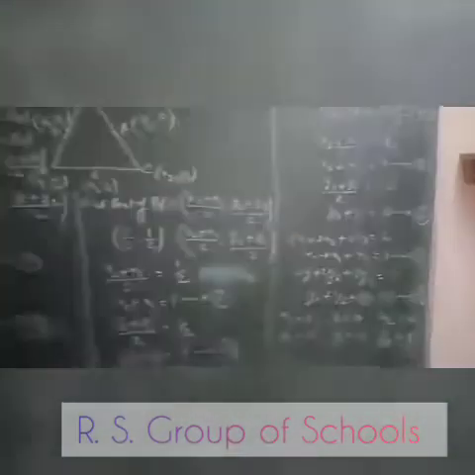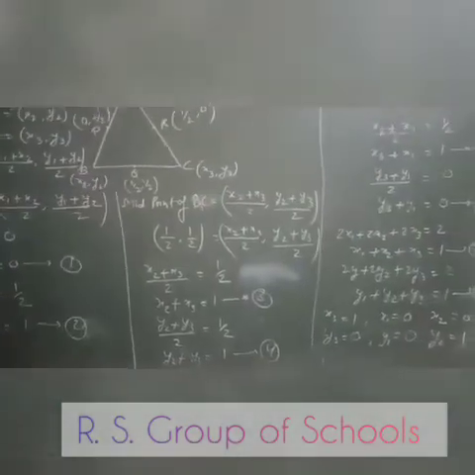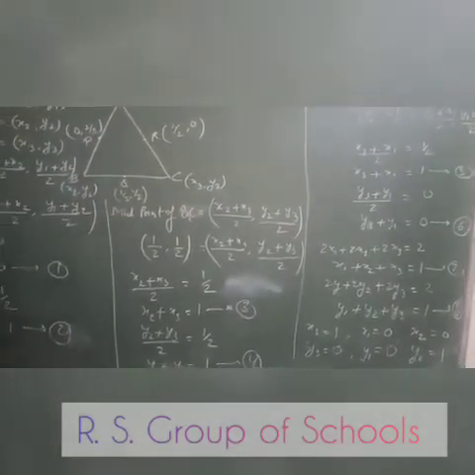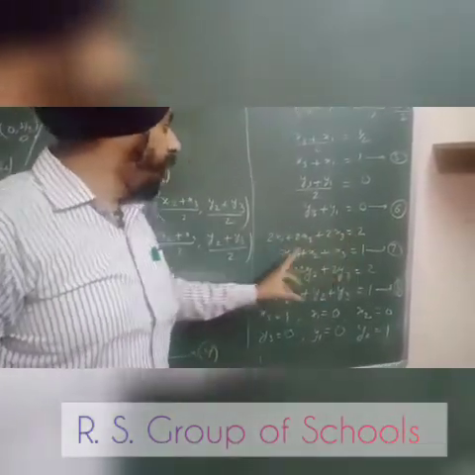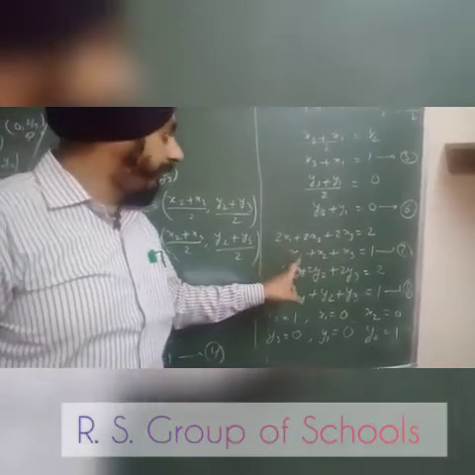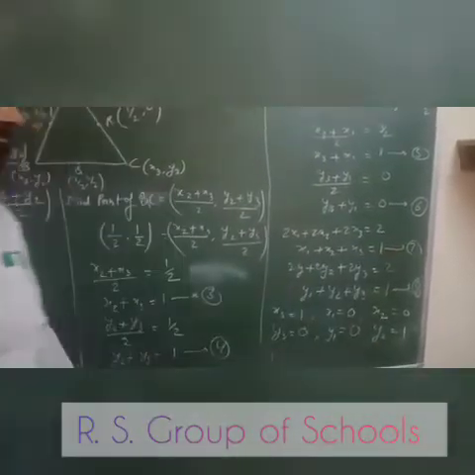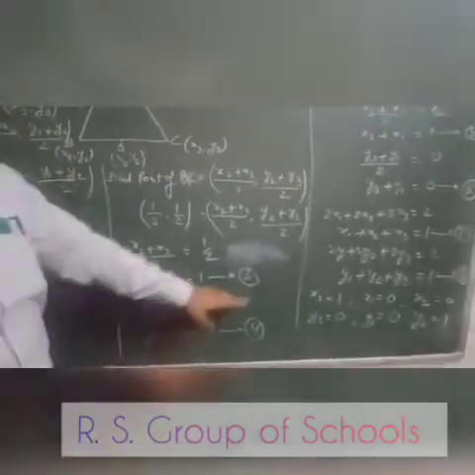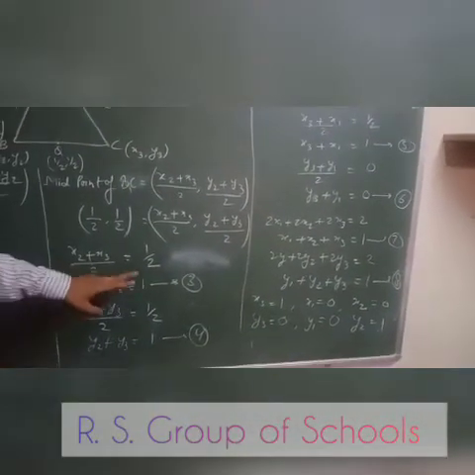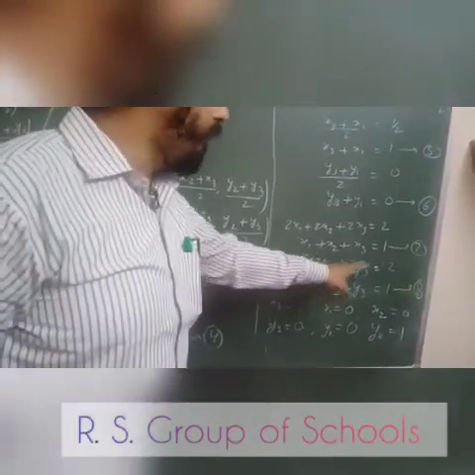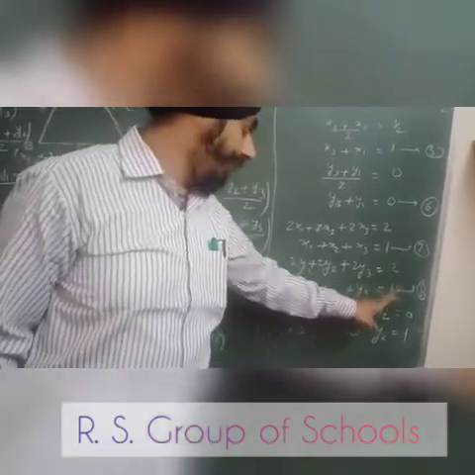Equations first, second, third, fourth, fifth and sixth. Equations first, third and fifth are in terms of x. So we add equations first, third and fifth. Then we have 2x1 + 2x2 + 2x3 = 2. We divide the whole equation by 2, then x1 + x2 + x3 = 1. We call it equation 7. Equations second, fourth and sixth are in terms of y. On adding them, we have 2y1 + 2y2 + 2y3 = 2. On dividing by 2, y1 + y2 + y3 = 1. Now we have equation 8.